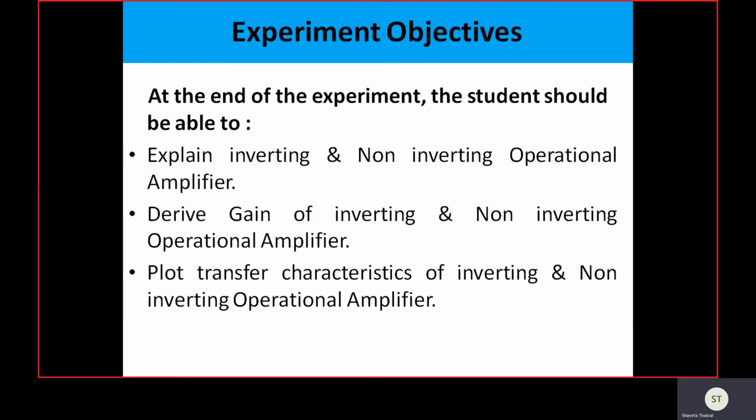The objectives of this experiment are: at the end of the experiment, students should be able to explain inverting and non-inverting operational amplifier, derive the gain of inverting and non-inverting operational amplifier, and plot the transfer characteristics of the inverting and the non-inverting operational amplifier.